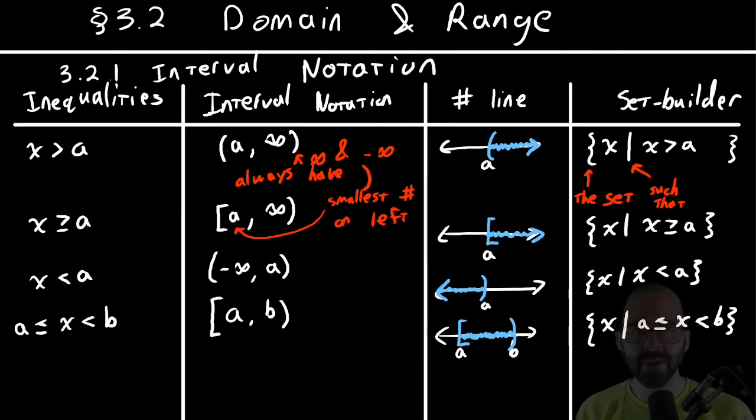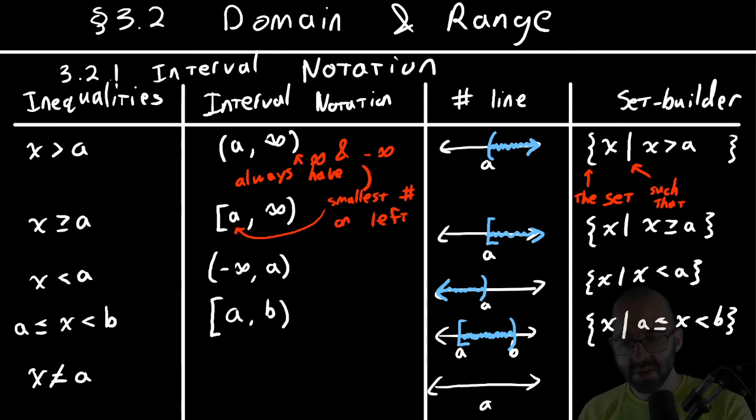And the last one I kind of want to mention real quickly is what happens if we have all the points except for a. So on the number line, the parentheses are kind of hard to use here, but the open circle really shines, right? We just have an open circle at a, and then we go in both directions. But I'm going to try to be consistent and show you what happens if we use a parenthesis. It's everything bigger than a and everything smaller than a.